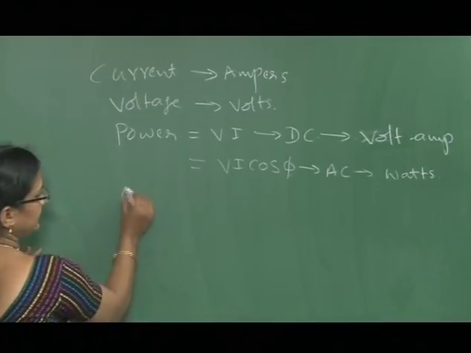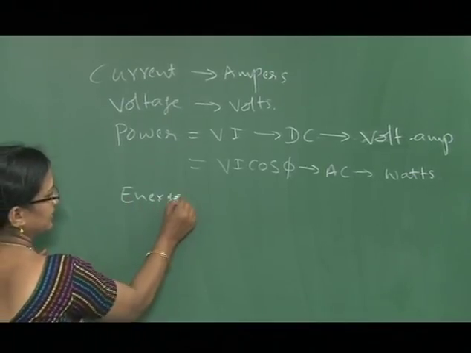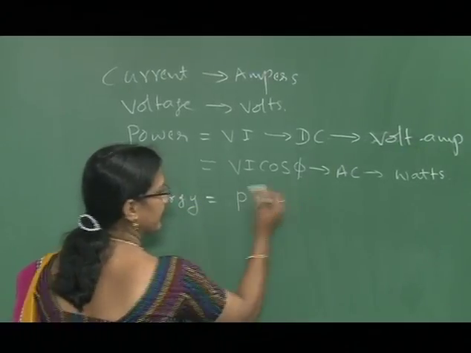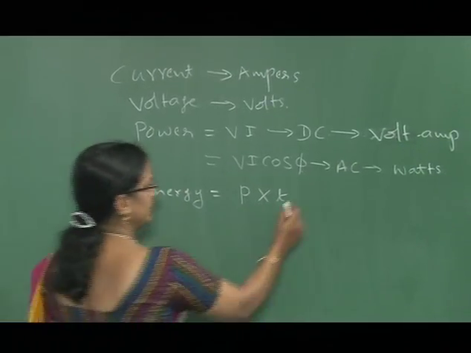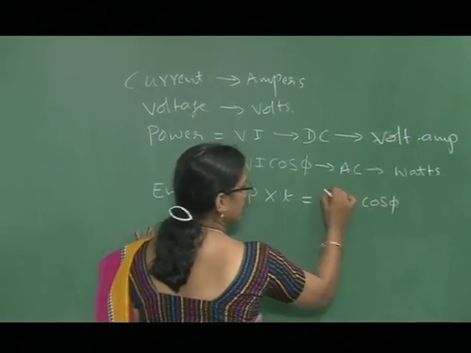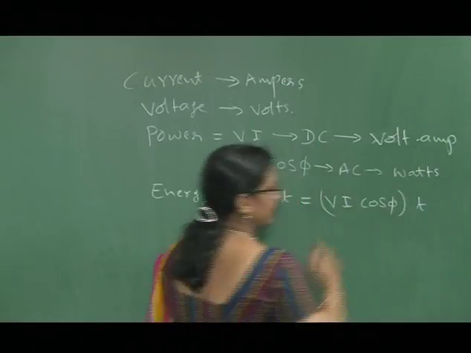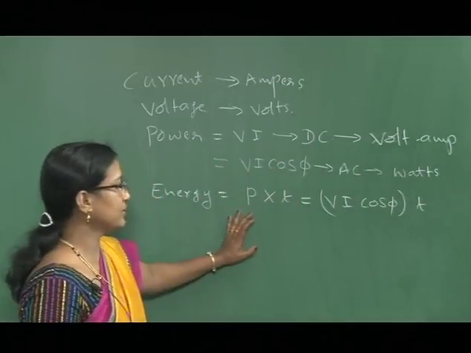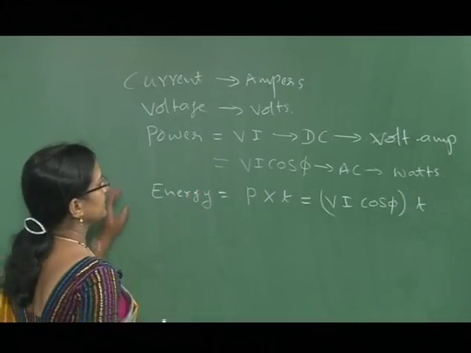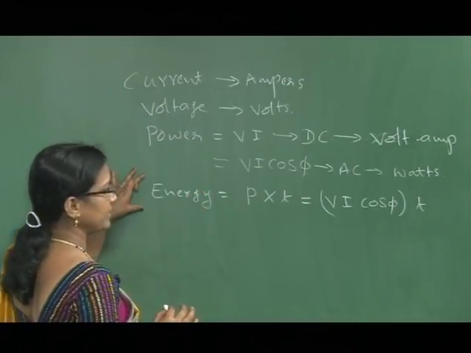So energy is the total power consumed in a particular time. That is why it is VI cos phi, this whole thing multiplied by t, which is the energy consumed in a particular circuit. So these are the concepts you consider for current, voltage, power and energy.